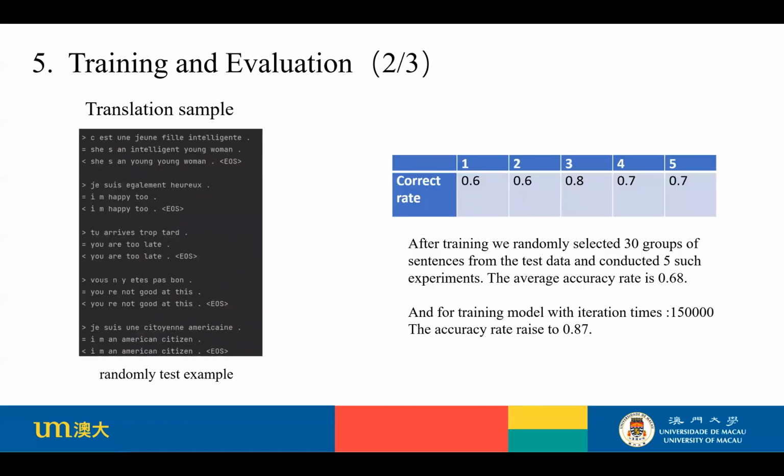After training, we randomly select 30 groups of sentences from the test data and conducted 5 such experiments. The average accuracy rate is 0.68. And for the model trained with 150,000 iterations, the accuracy rate rises to 0.87.